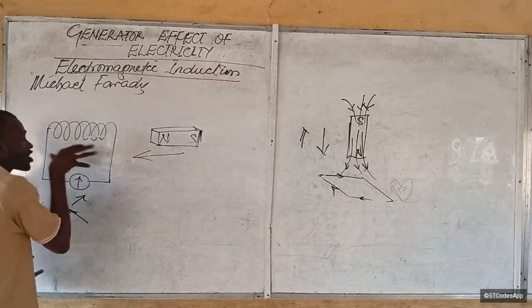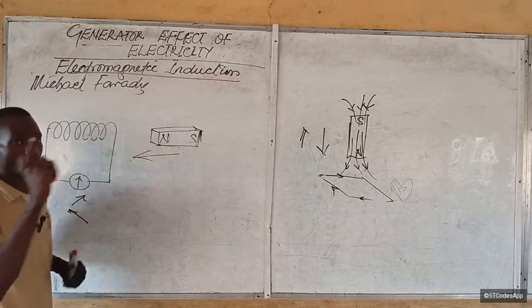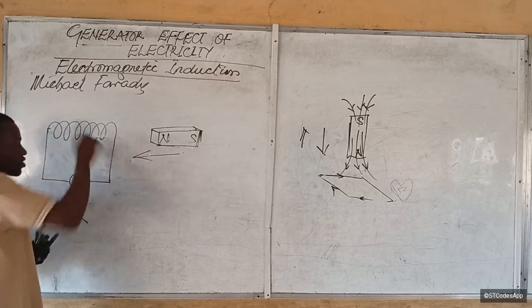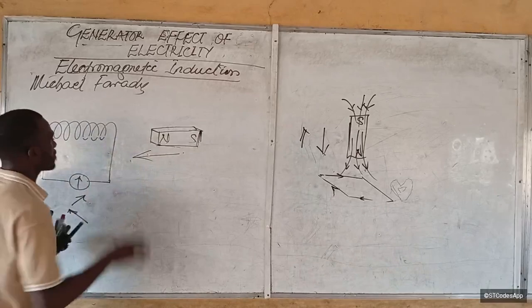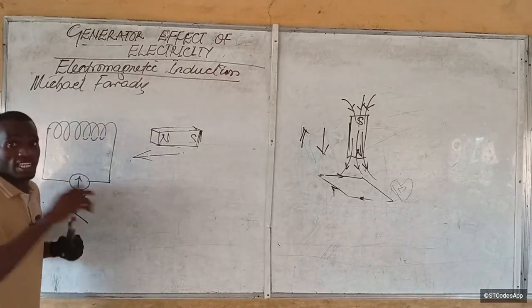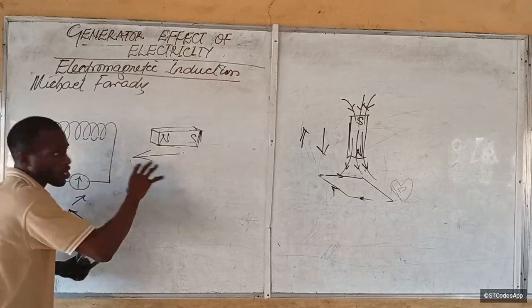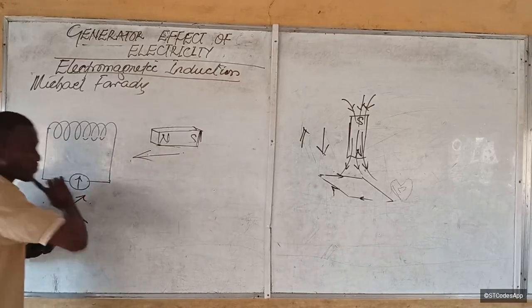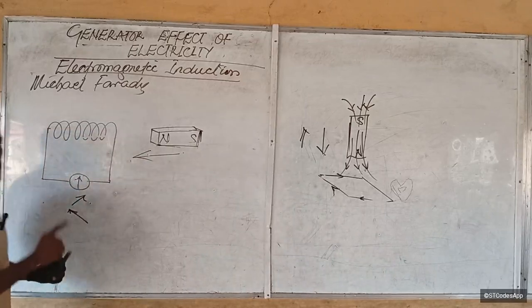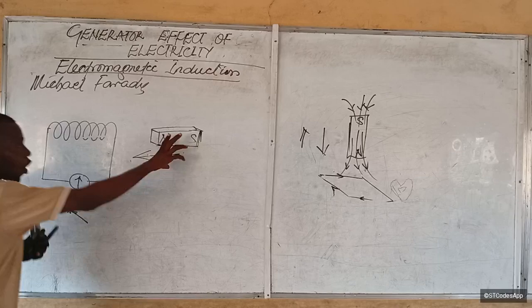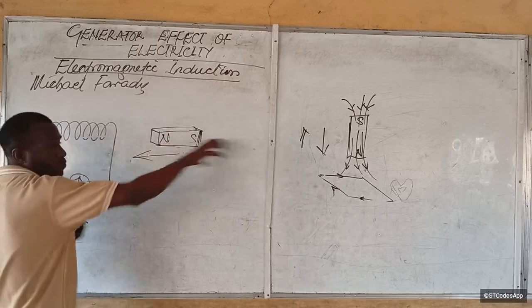So he found out that if this magnet was stationary, there would be no deflection of the galvanometer because no current would run through. And if you moved only the solenoid at a great speed and brought it close to this magnet, the galvanometer will deflect in this direction. If you take it away from the magnet, the galvanometer will deflect in the other direction. Or this one was stationary and you move the magnet.